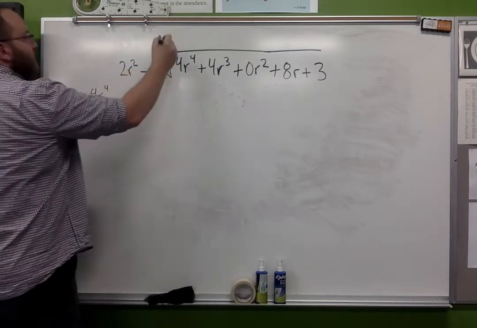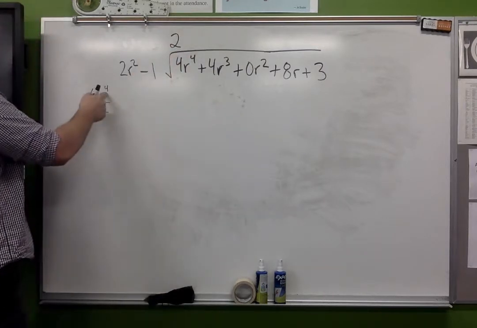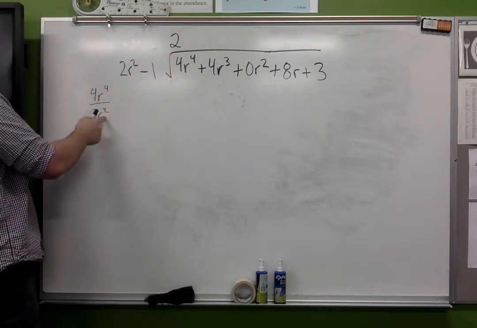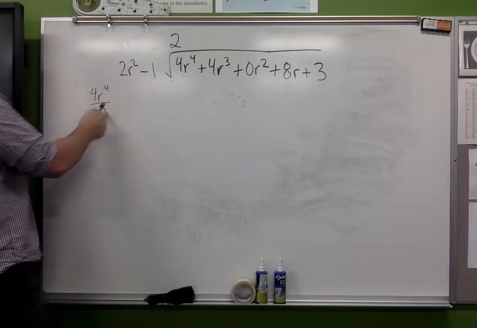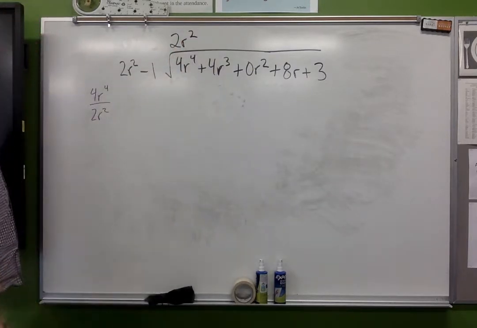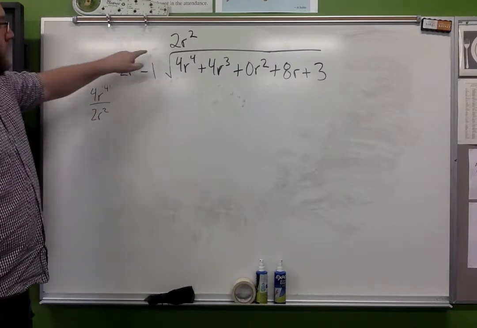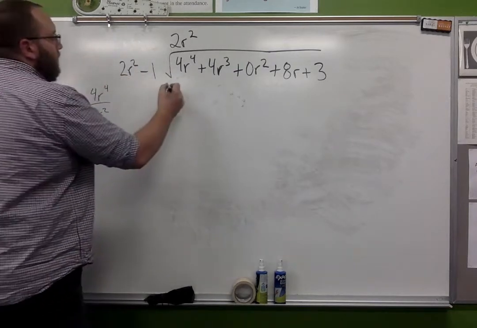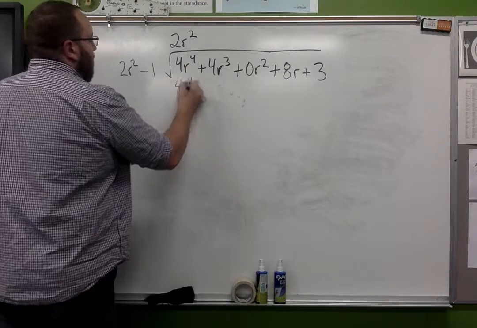4 divided by 2 is 2. R to the fourth divided by r squared. Remember, 4 minus 2 is 2, so 2r squared. And then back multiply. 2r squared times 2r squared is 4r to the fourth.